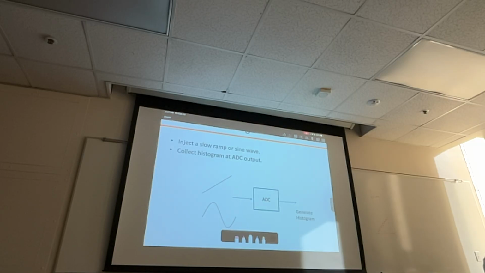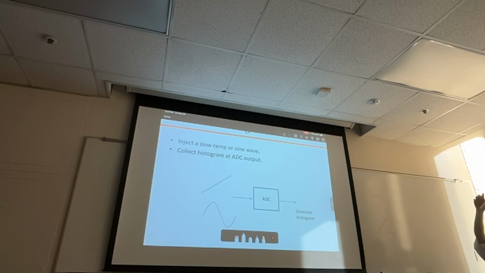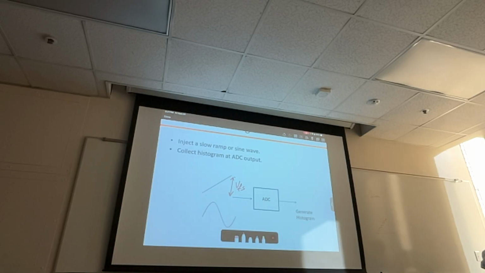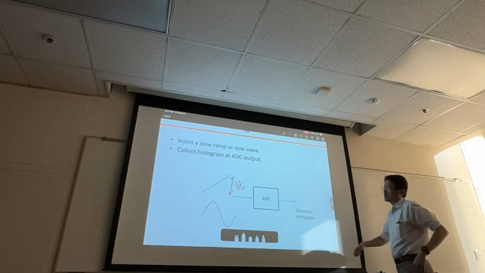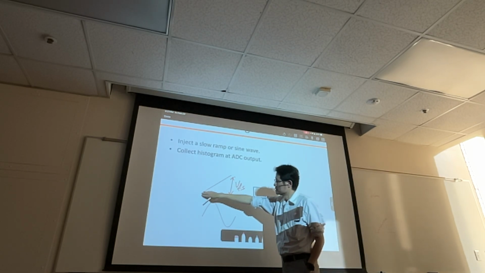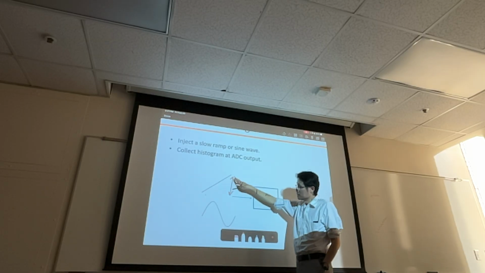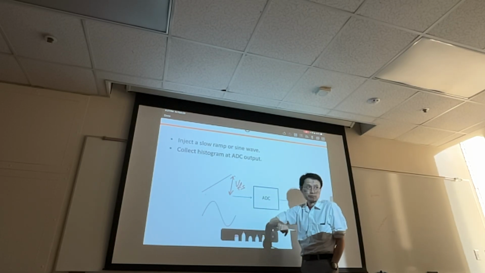So let's say I send in a ramp signal. This ramp signal will span from the minimum to the maximum value. So here will be the full swing. The full swing can be, I don't know, half a volt or 1 volt, whatever, that depends on how you design it. But nevertheless, you're sending a very, very slow ramp, from minimum to maximum.